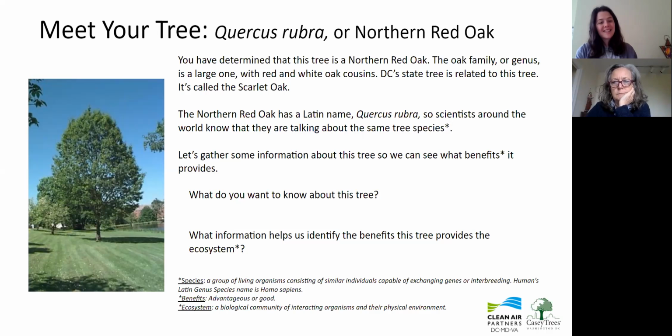So let's gather some more information. I want you to think, what do you want to know about this tree? What would you measure on this tree if you were to meet it for the first time? And what information helps us identify the benefits that this tree provides its ecosystem? So I'll let you think about that.